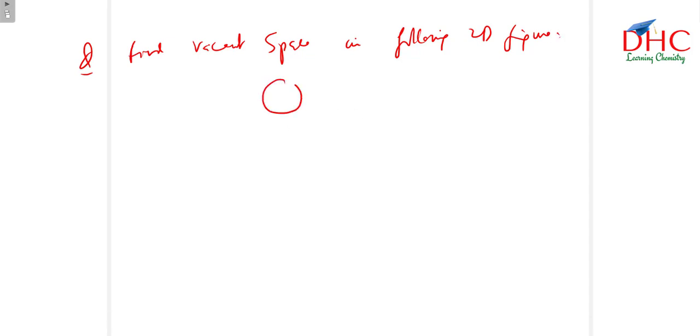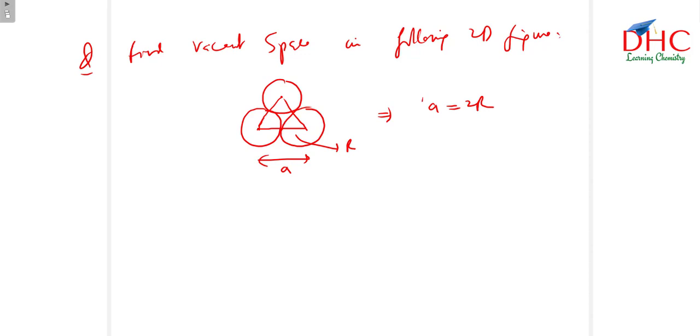आपके पास ये एक स्फीयर इधर है, तीसरा स्फीयर इधर है. So you have joined them like this. It becomes an equilateral triangle. Now the length of edge is given as a. Obviously radius of this sphere is r. This implies a will be equal to 2 times r. ये तो पहली बात है.